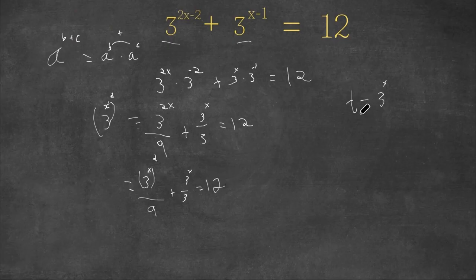Now remember, we set t equal to 3 to the power of x. So let's change all the 3 to the power of x's into t's. So this would equal t squared over 9 plus t over 3 equals 12.